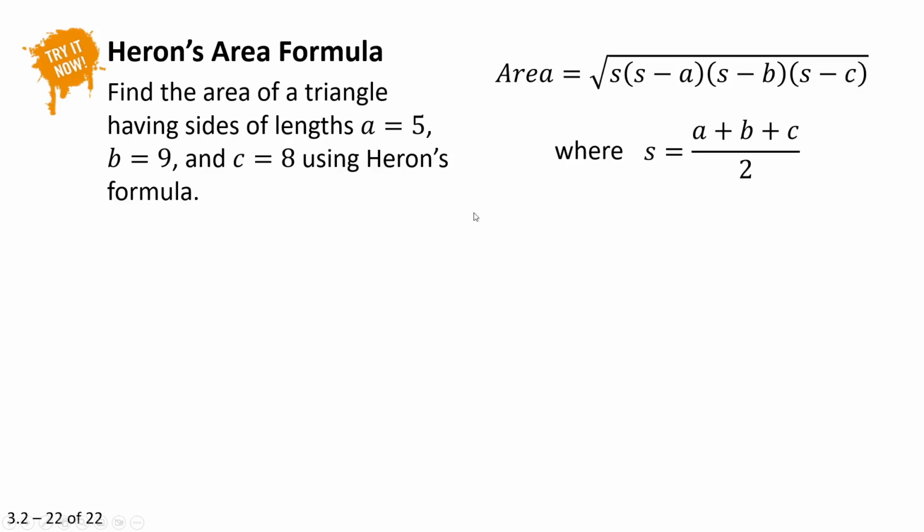So I'm going to give you this problem here. You're finding the area of a triangle having sides of lengths 5, 9, and 8, again using Heron's formula. Take some time for that. I'll be back in a moment.